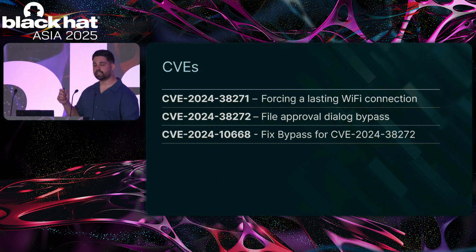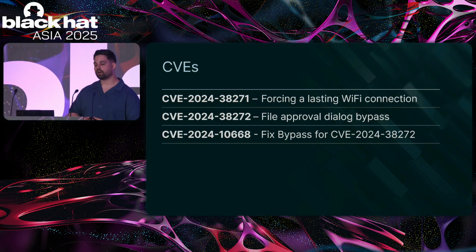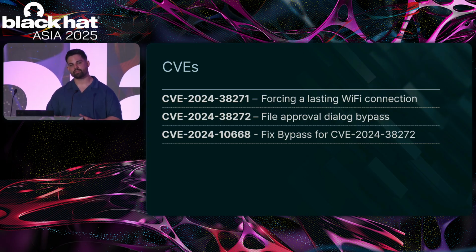These are the CVEs that they decided to issue. The first two are for some of the results of our original reports, and the third one is for the vulnerability that I just presented, which is the bypass of the fix allowing to send files without approval.